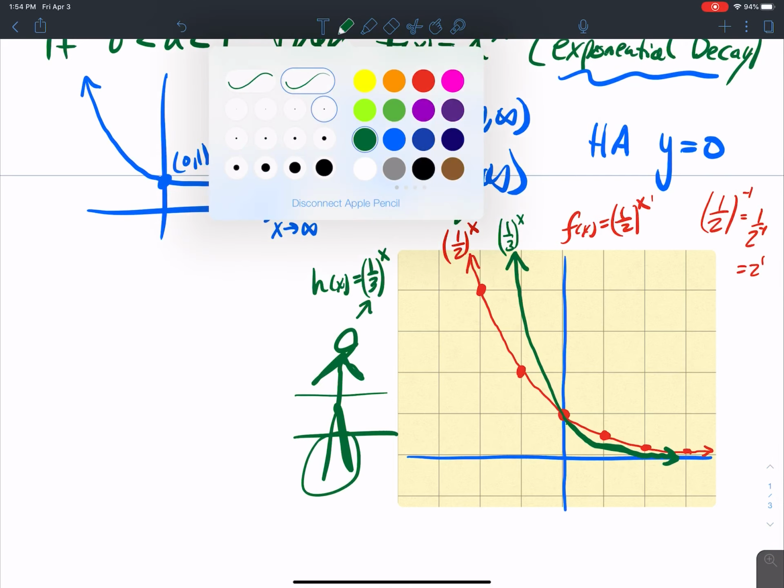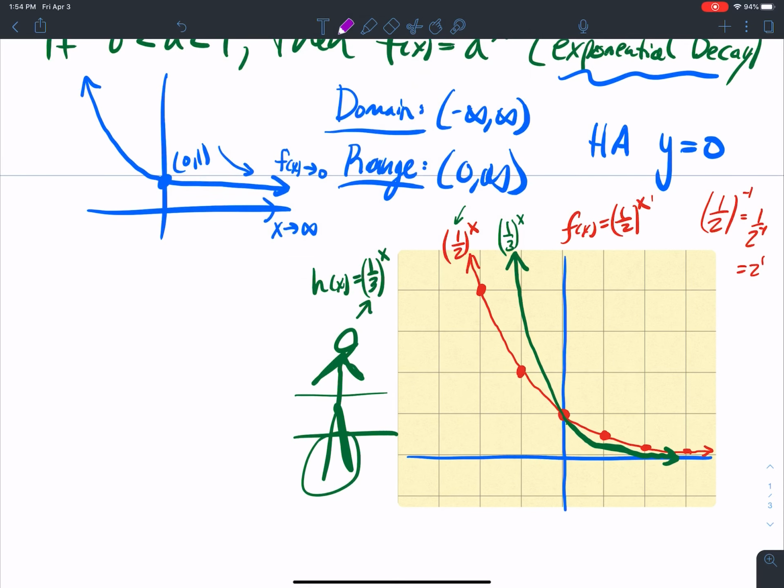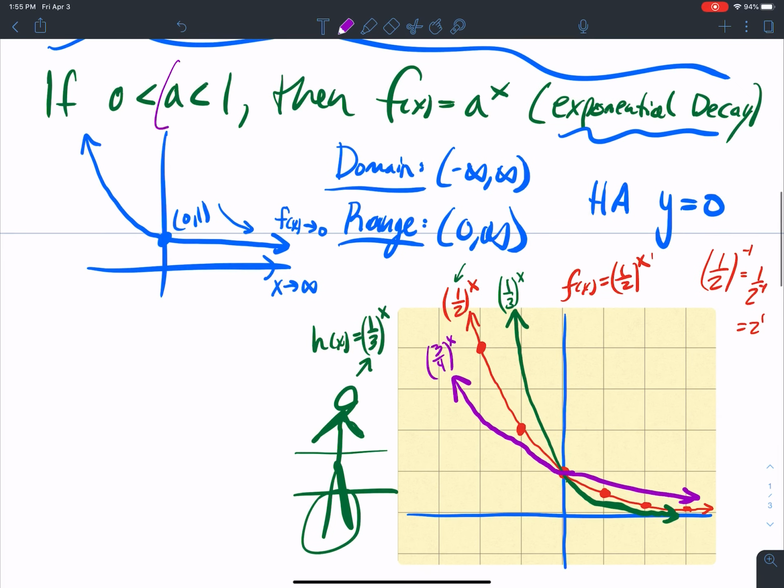I'm just giving you comparisons. And then say instead of 1/2, maybe it was 3/4. 3/4 to the x is growing slower on this side, and it's getting down to the x-axis slower on that side. So as you adjust your base, for numbers between 0 and 1, the closer you are to 1, the more flattened out your curve is. And the closer you are to 0, like 1/3, 1/4, whatever, the steeper your curve is.